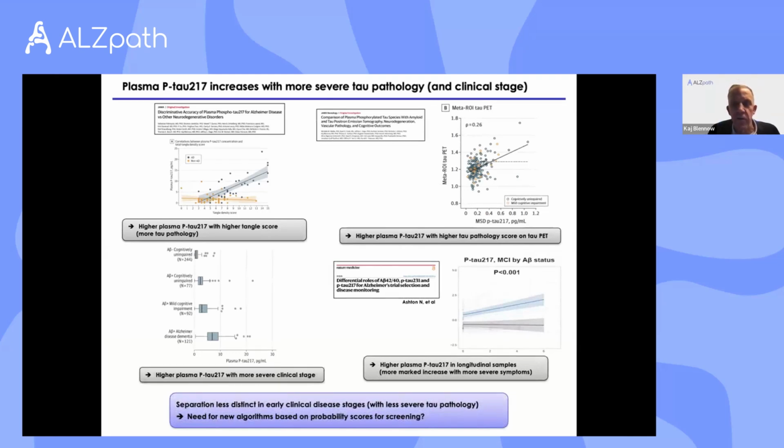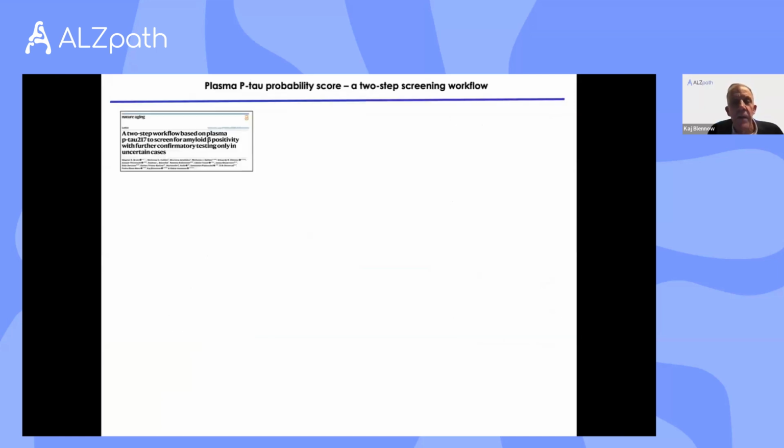So maybe if we want to go early on, we need other types of algorithm for probability score instead. Something like was proposed in this study. So this is plasma pTau217. Again, this is another assay.